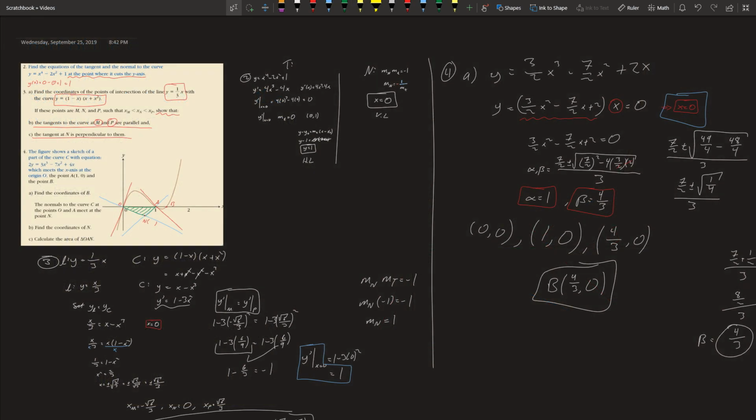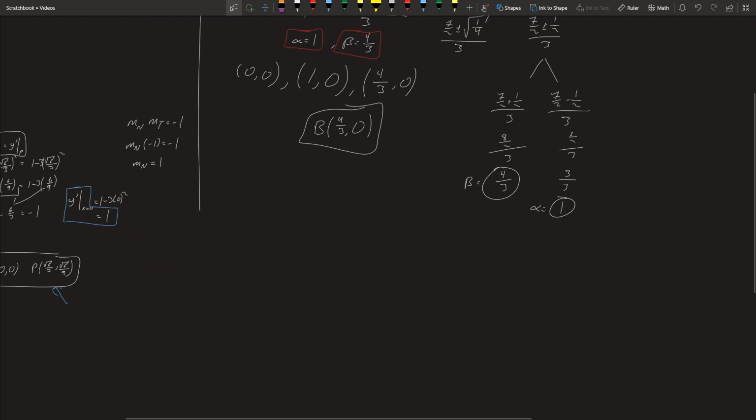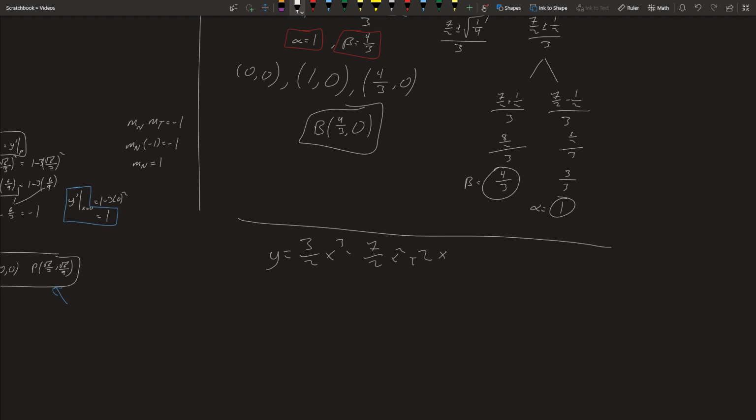Let's do B first. To find the point of intersection of the normals, we need to first find the equations of the normals, right? How do we find the equation of the normals? We know that the slope of the normal is the negative reciprocal of the slope of the tangent, right? What is the slope of the tangent? It's the derivative. So we write our equation again. This is our curve, y equals 3/2 x cubed minus 7/2 x squared plus 2x. We take the derivative. This is equal to 9/2 x squared minus 7x plus 2.